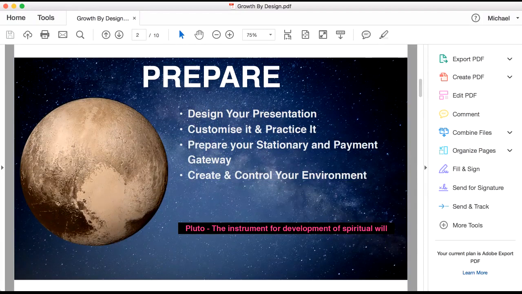Make sure you prepare your stationery and your payment gateway. I can't tell you how many times myself I've turned up to things like events and I don't have my stationery with me, the sign-up forms, for goodness sake. And make sure your payment gateway is ready. Make sure anybody who's doing your payments knows that you're ready to do business as well, so those payments can go through quickly. And finally, there is to create and control your environment, meaning this.